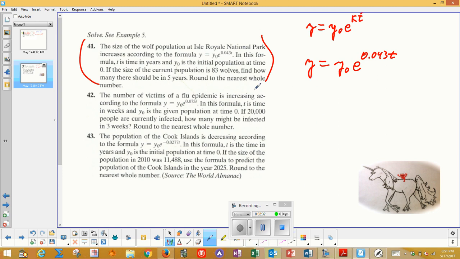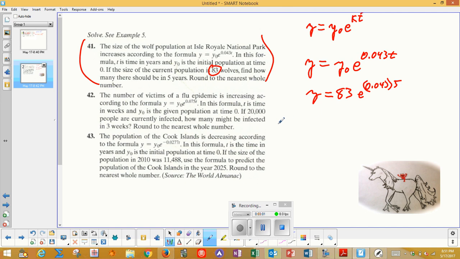And we may see ways to figure that out given other information. But now we want to answer the question. So if the size of the current population is 83, okay, so the current population is y sub 0, that's 83. How many should there be in 5 years? Okay, so that means we're going to say e to the 0.043 times 5 equals y. How many should there be? And that's actually just the calculation now. So that's a pretty simple question.